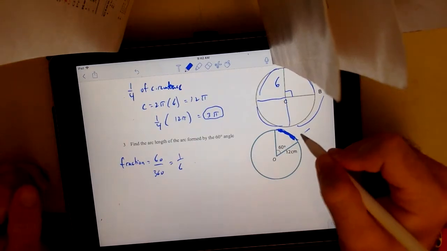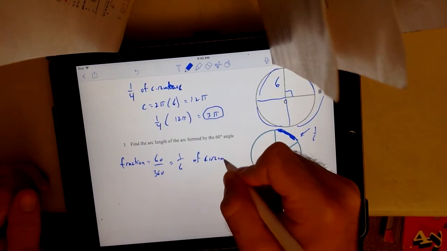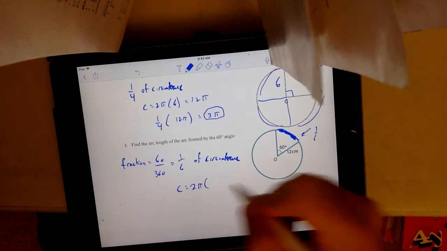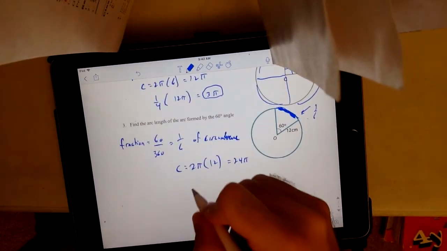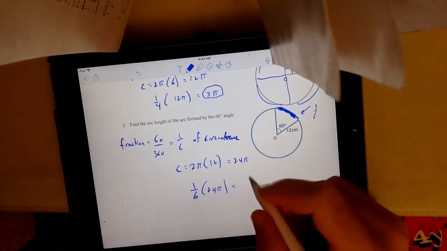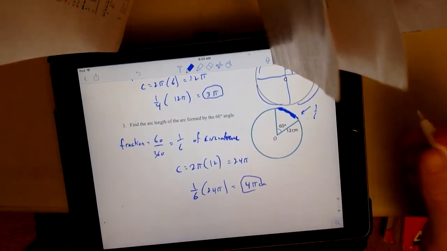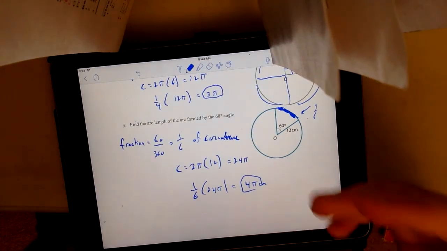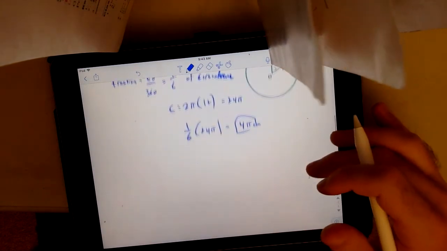So this is 1/6 of the circumference. And the circumference is 2 pi r, or 2 pi 12, which is 24 pi. So we want 1/6 of 24 pi. 24 divided by 6 is 4 pi centimeters. Hope that makes sense. What we're doing is using regular circumference, like we did in section 11.5, and taking it one step further by only finding a fraction of it.